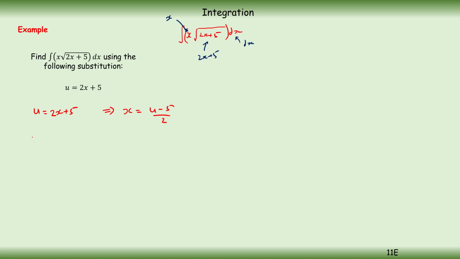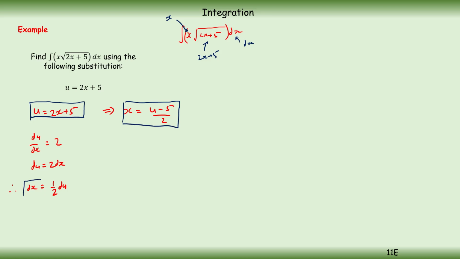Now if I differentiate u with respect to x, du over dx, I get 2. Rearranging that, du is equal to 2 dx, which means that dx is equal to a half of du. Now I can substitute these three terms. Let me put a blue box around them. I can substitute for u, 2x plus 5, substitute for x, u minus 5 over 2, and now I can substitute for dx as well.